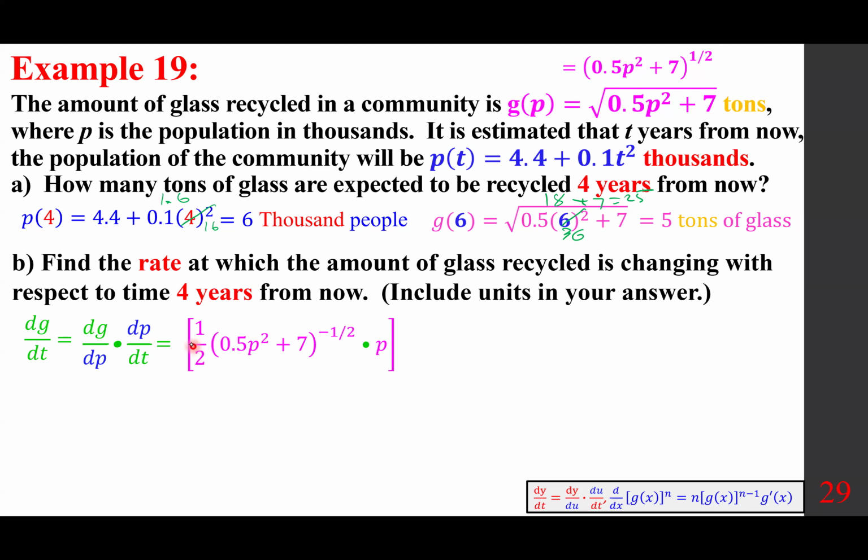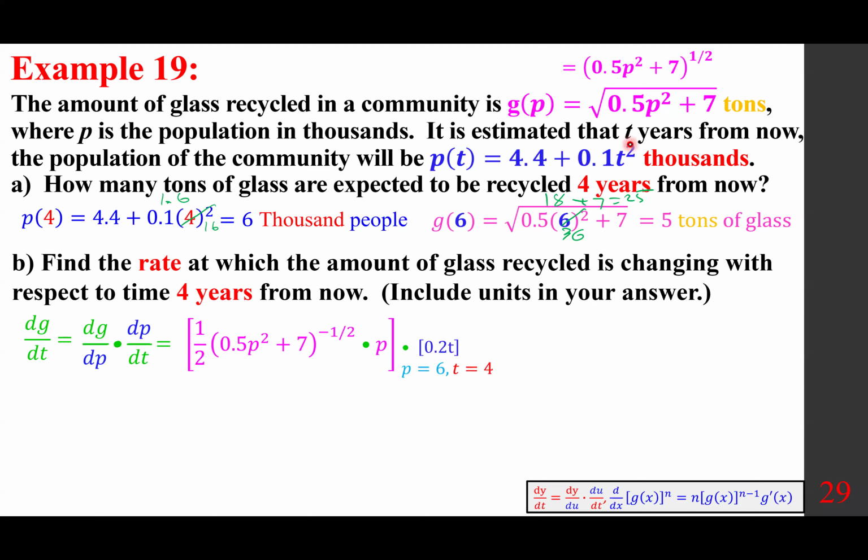1/2. Same thing to the power of 1/2 minus 1 or negative 1/2. The derivative of the inside, 0.5 times 2p makes it p. And then dp/dt. So this is dg/dp, dp/dt. Look at this one, 0.1 times 2t, 0.2t.